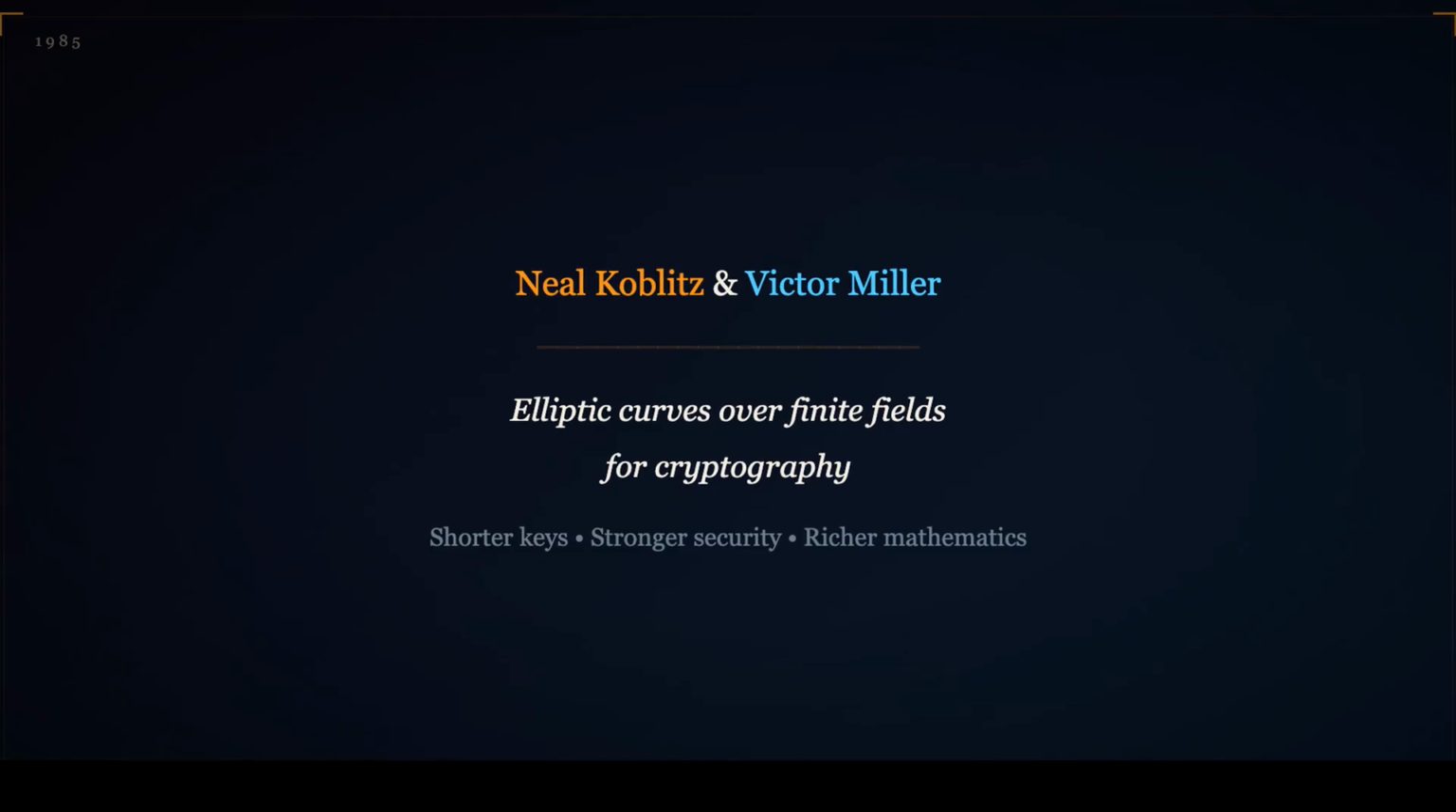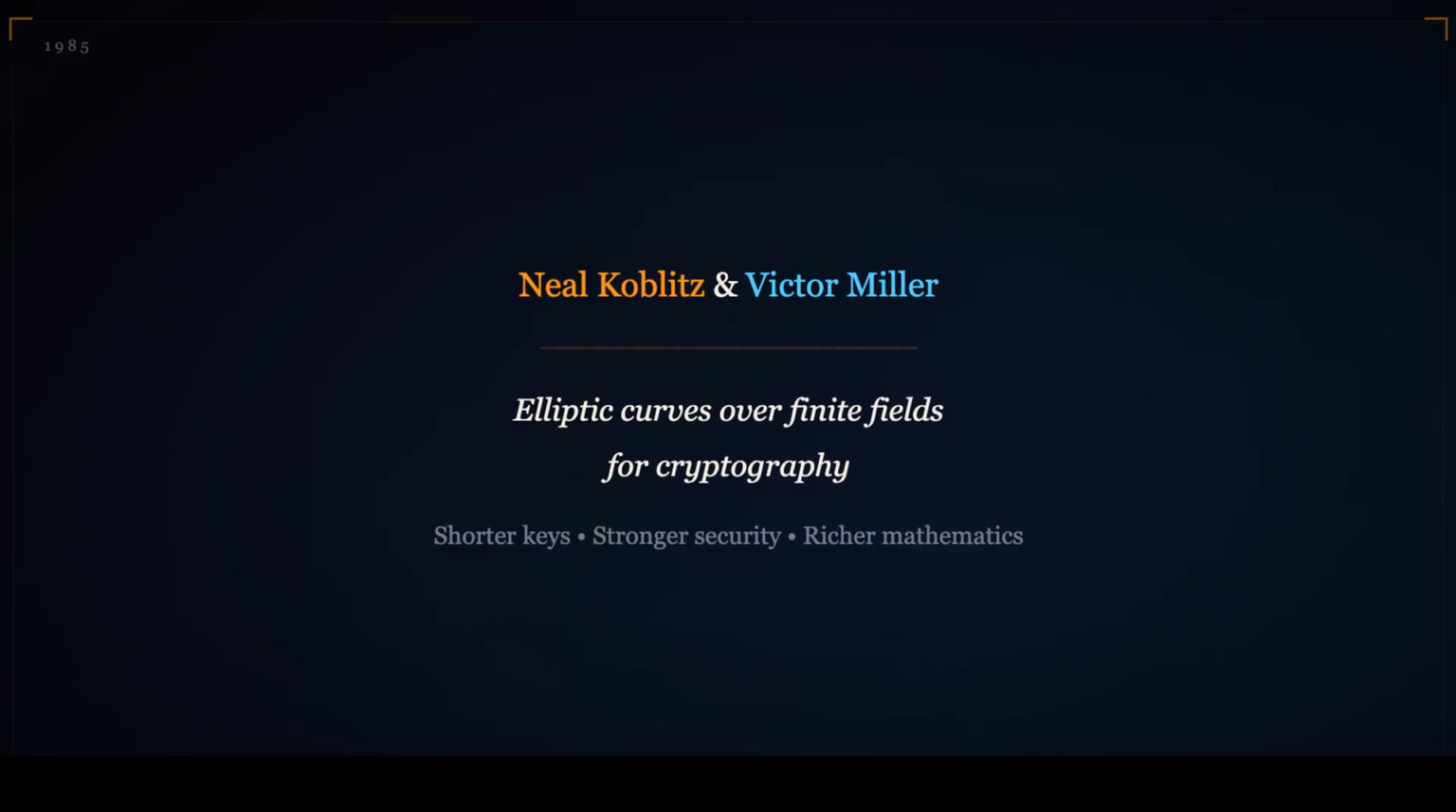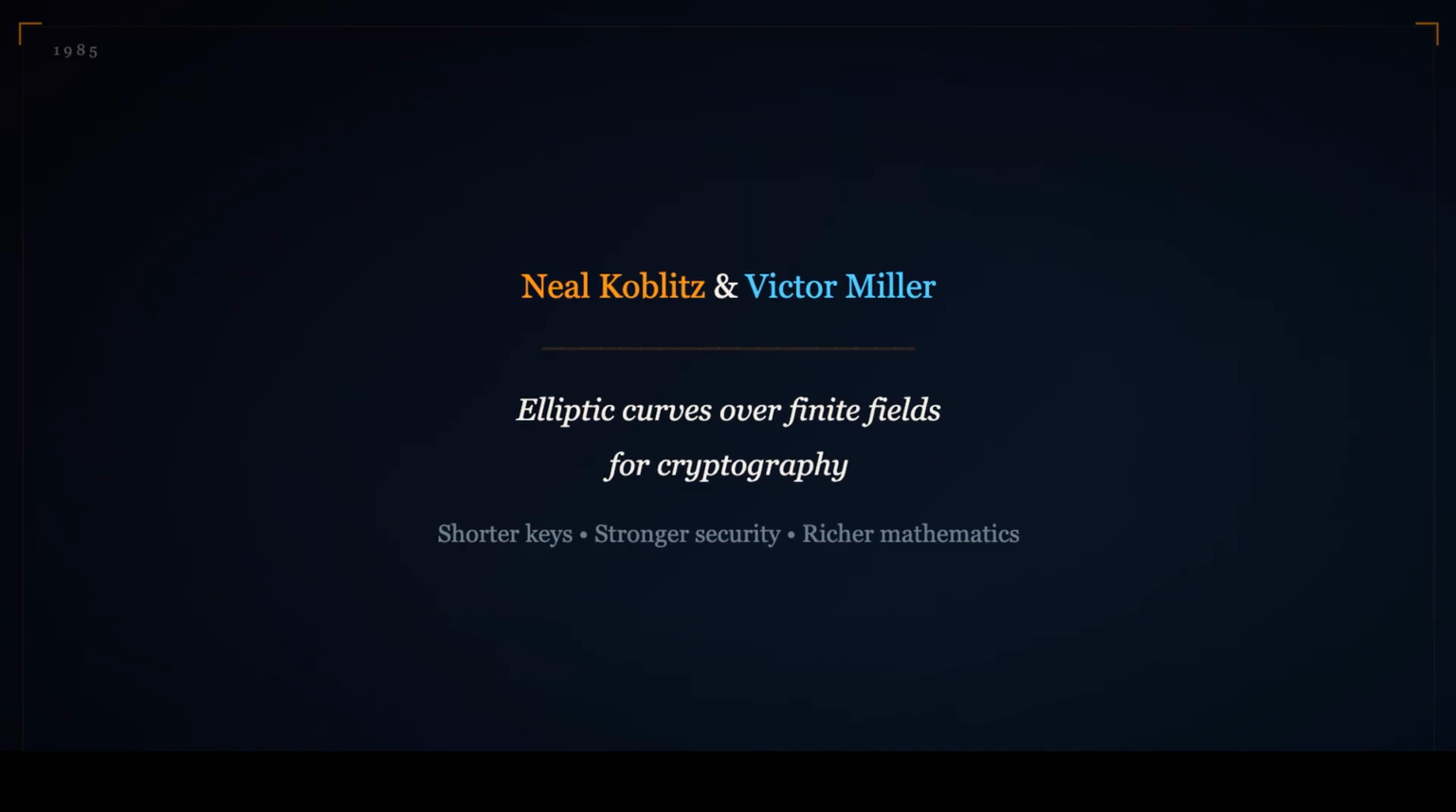The breakthrough insight came in 1985. Neil Koblitz and Victor Miller independently proposed using elliptic curves over finite fields for cryptography. The idea was radical: replace the integers modulo p, used in classical discrete log systems, with the group of points on an elliptic curve over a finite field. The resulting keys are shorter, the security is stronger, and the mathematics is richer.